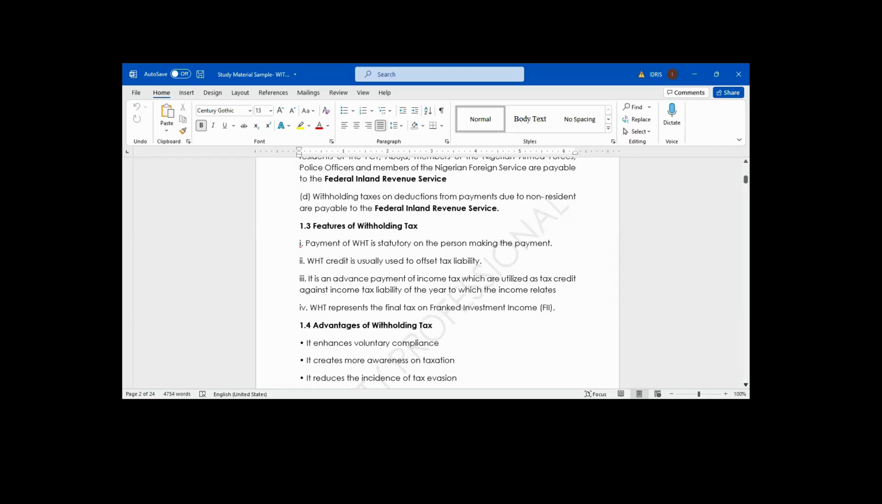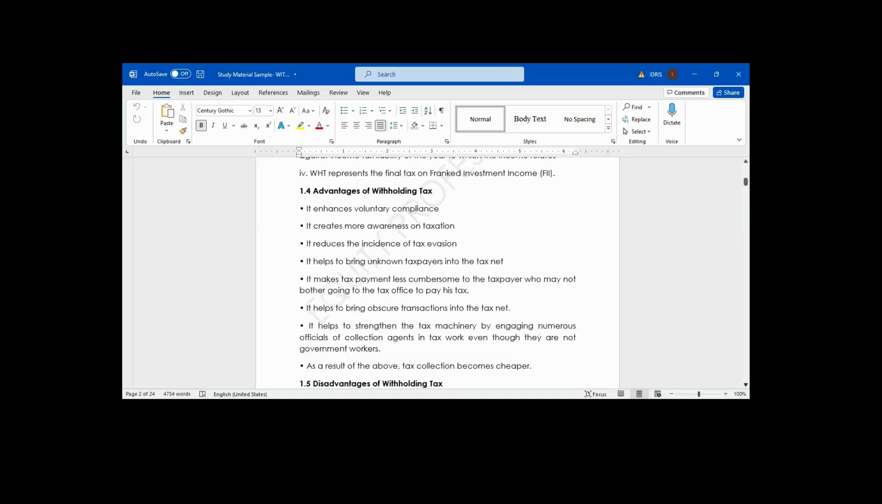Another feature is that withholding tax can be regarded as franked investment income. That means withholding tax is a final tax on some of the income. If withholding tax is deducted on some of the income, like dividend, that dividend will be referred to as franked investment income. That means you will not pay any further tax on that dividend again.